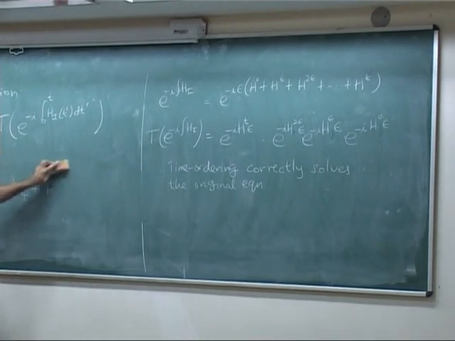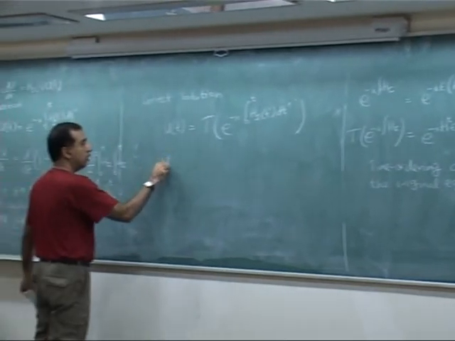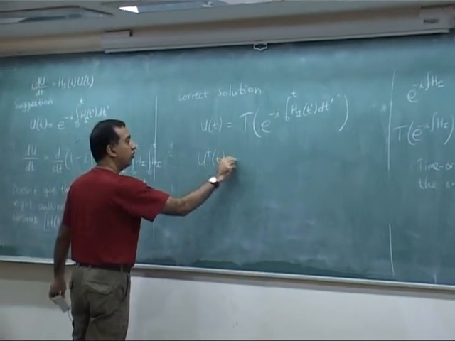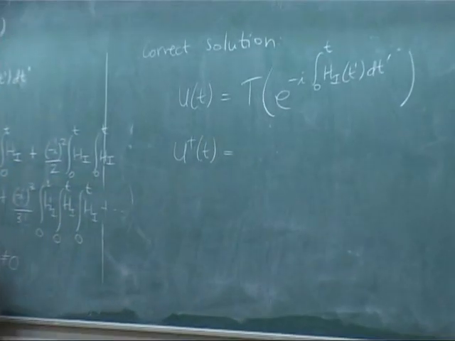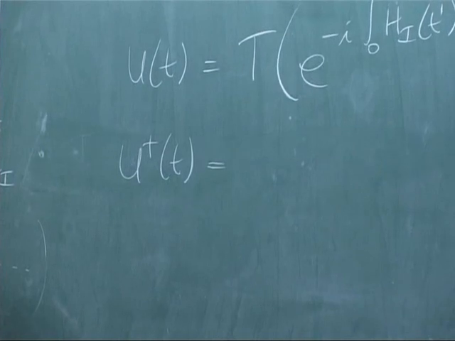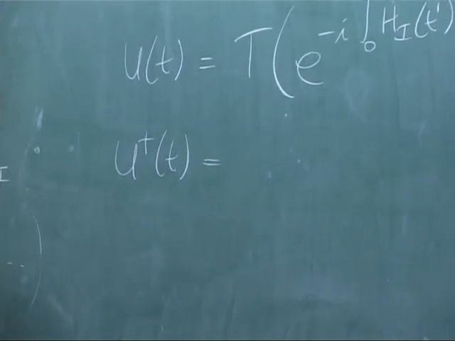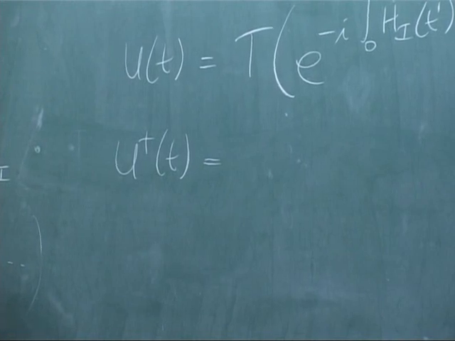So I'll continue assuming this to be the solution. Now let's ask ourselves, what is u dagger of t? What should it be? We'll need that also. Under dagger, what happens to the factor of i up there? It changes sign. What happens to the H? H is Hermitian surely, it's a Hamiltonian, it's even a term in the Hamiltonian, it should be Hermitian.